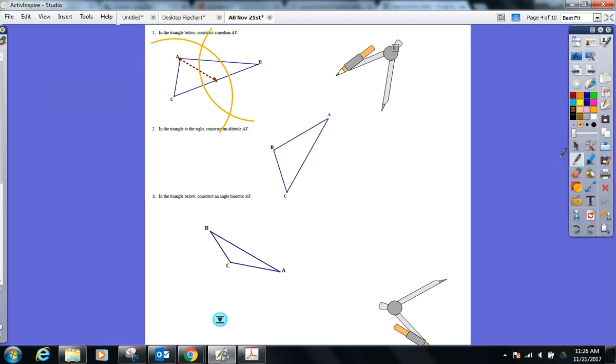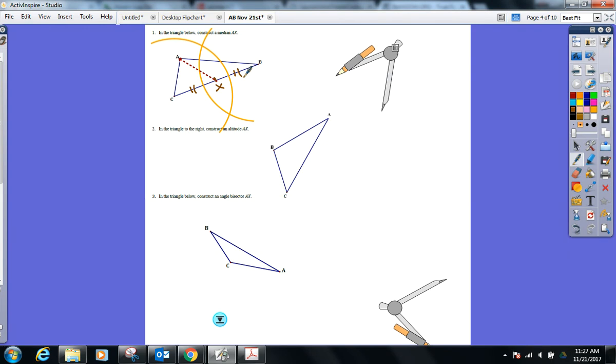And make sure you label X and tell me it's a median by doing the proper markings. Okay. No new construction, just knowing what median was. Anything from you guys? All right. What about the altitude? Draw in altitude AX.